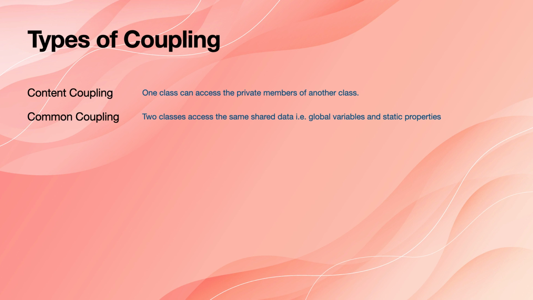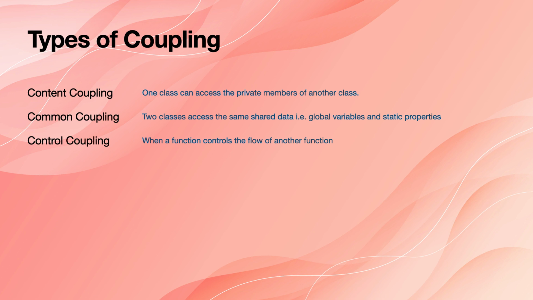For example, in Visual Basic, there are global variables that can be shared across multiple classes, and that basically increases the coupling. And also static properties in C# and Java may increase the coupling. Control coupling is when a function controls the flow of another function.